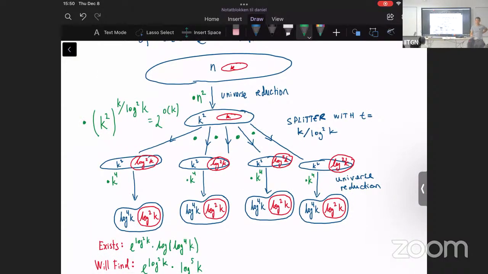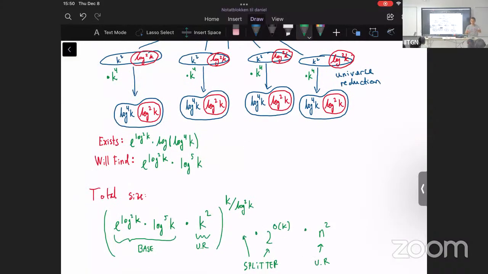What happens is you need to iterate. You can't just keep applying universe reduction, because what universe reduction does is bring the size of the universe down to the square of the set you're trying to color. So applying universe reduction again after the first one doesn't do anything. You need to do universe reduction, splitter, universe reduction, splitter, because what splitters do is keep the size of the universe but split the set into tiny pieces. It keeps the universe the same, but makes the set smaller.